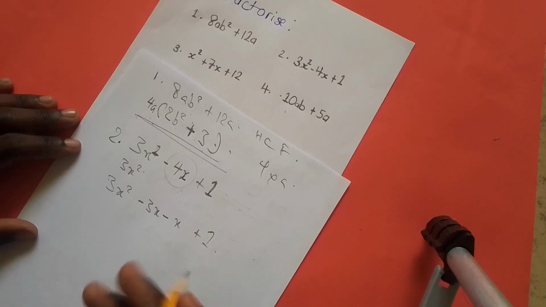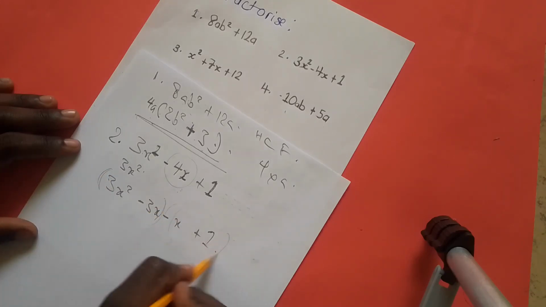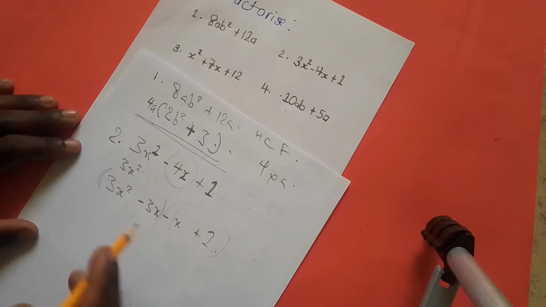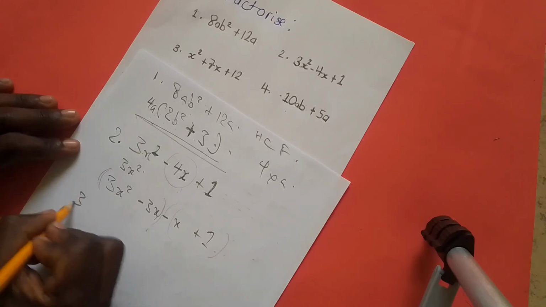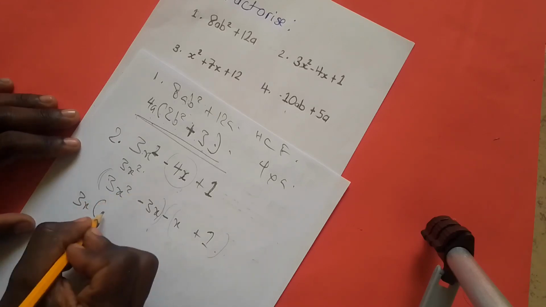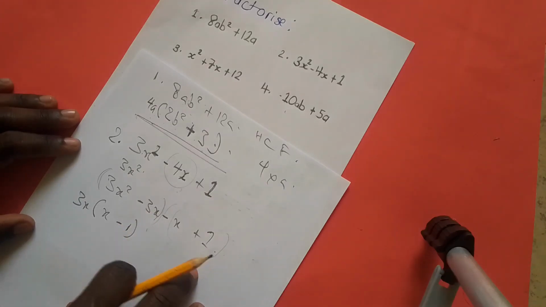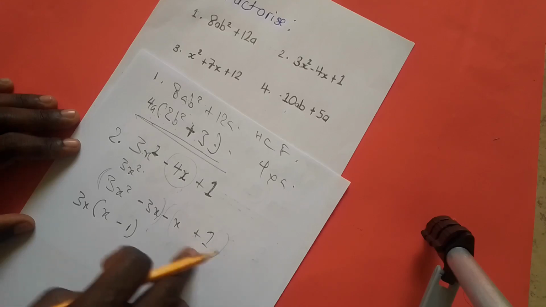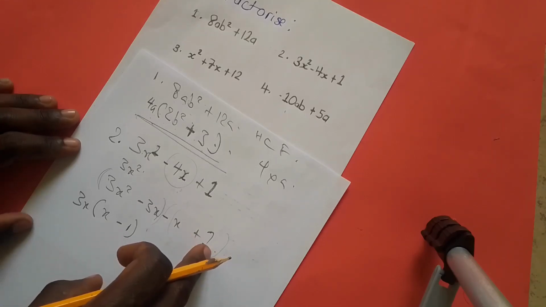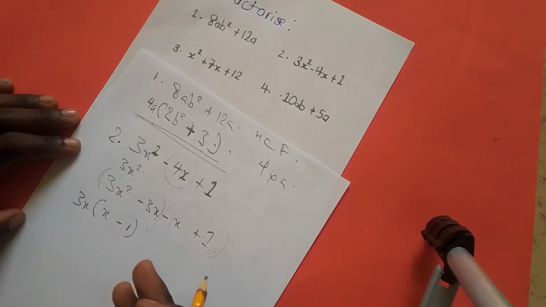And you're done. You now split the expression into two groups, the first group and the second one. What is the highest common factor in the first group? It is 3x bracket. 3x into 3x squared leaves us with x, and 3x into negative 3x minus negative 1 leads to negative 1. In the second group, the highest common factor is negative 1.